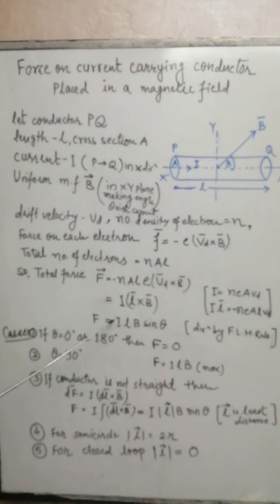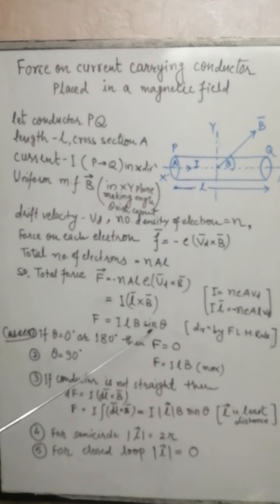Or we can write it like F is equal to ILB sin theta, where theta is the angle between the current carrying wire, that length, and magnetic field. And the direction of this force can be obtained by Fleming's left hand rule. And you know about this rule, you have read this rule in class 10th.